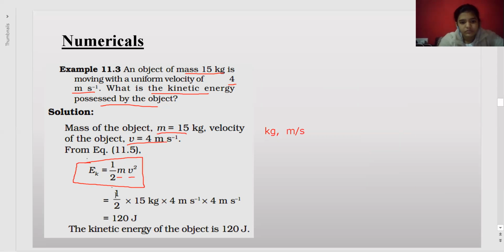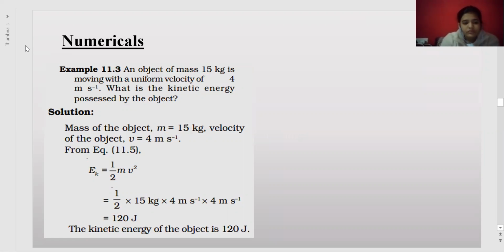So now, putting the values: half into 15 into 4 into 4. While calculating, no need to write the unit, just write the numbers. So this 2 and 4 will get cancelled. And 2 4s are 8, 15 8s are 120. It means the body possesses kinetic energy of 120 joule. Understood? So this is how we can use this formula to find the kinetic energy.